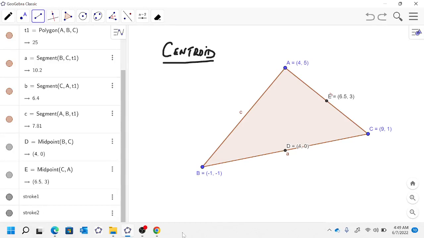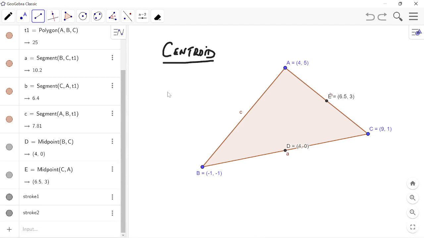Hello. Today, let's talk about the concept of centroid. Now, we have various centers when we are using a triangle. You can have a centroid, and you can have a circumcenter, and you can have an incenter. So let's talk about centroid today. The concept of centroid is very simple if you understand it from the beginning.